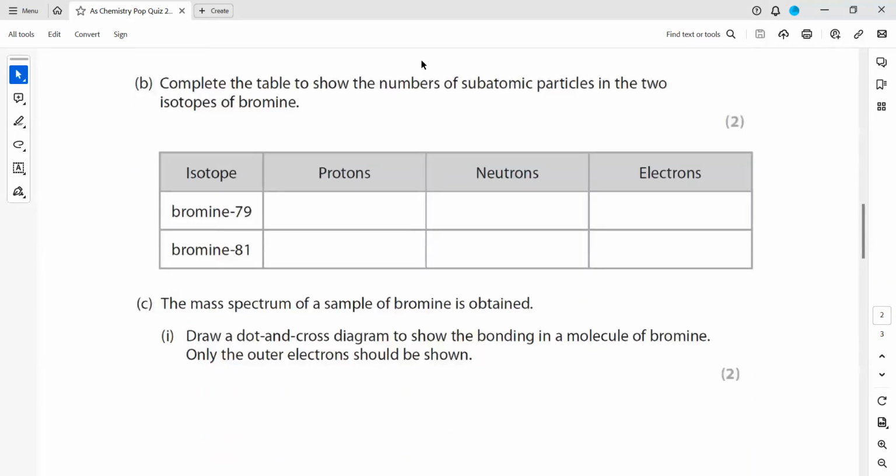The next one: complete the table to show the number of subatomic particles in two isotopes of bromine. For the proton number, you have to check the periodic table. When you check the periodic table, you will find that bromine's proton number is 35. So this will be 35, this will be 35.